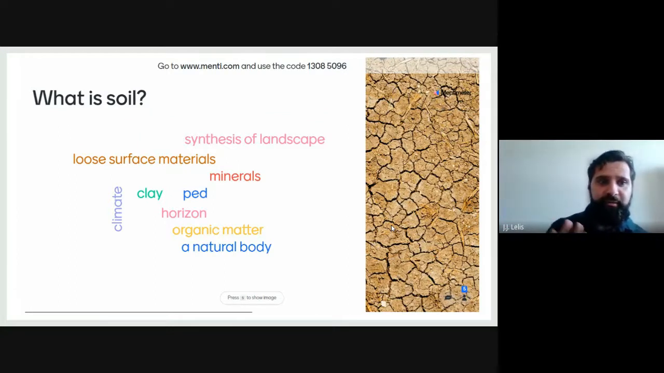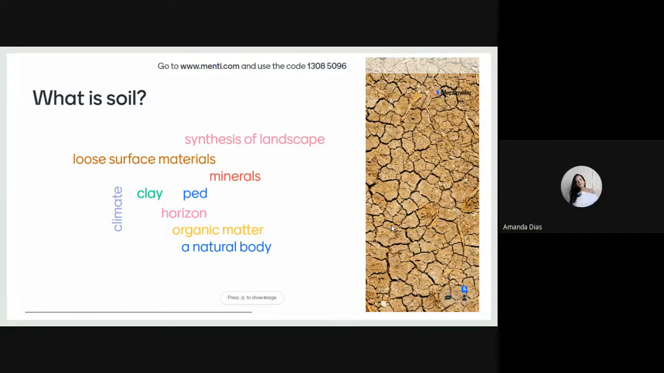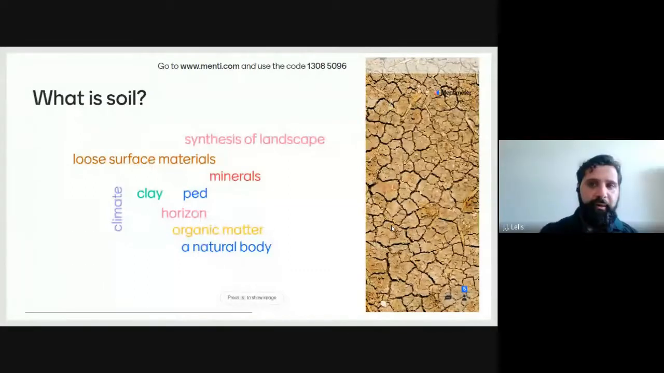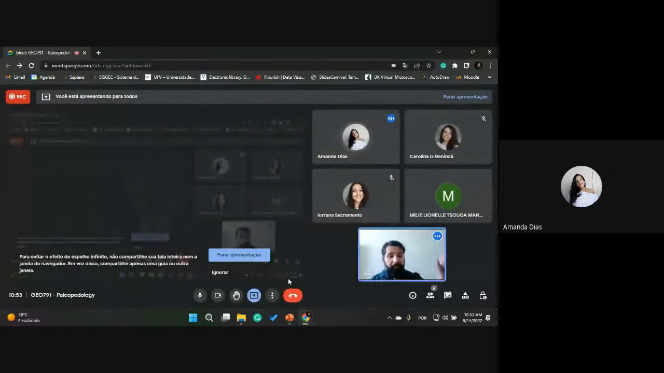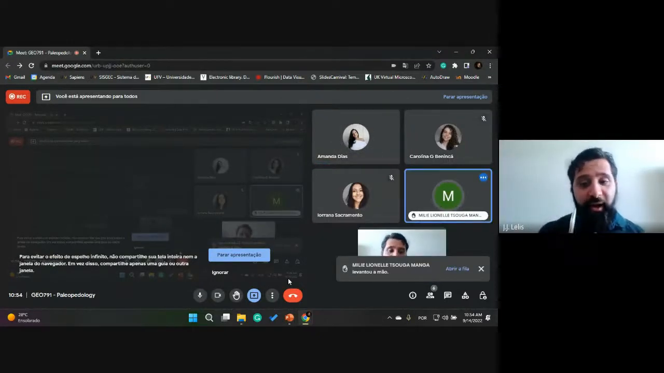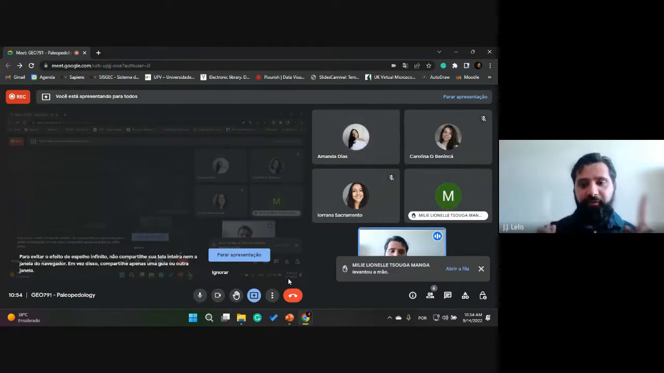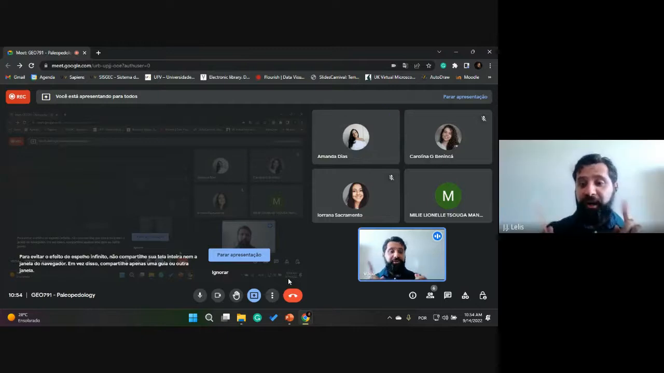Now, let us discuss if you can find a loose surface material that's not soil. I think this loose surface material is soil. Someone raised a hand: it can be sedimentary. Yes, Mary, very good. We can have sediments, and sediments are not the same as soil. How can we differentiate them? What is a sediment and what is a soil?